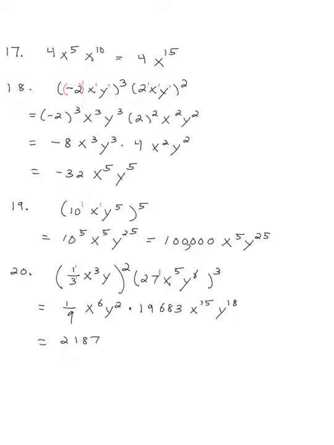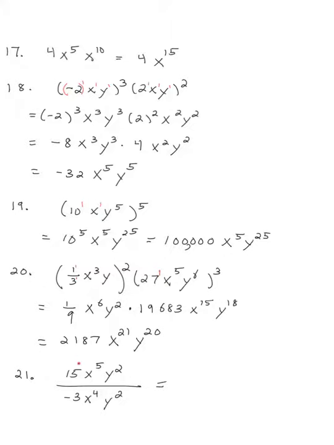We have an x to the 6th and to the 15th. If we add those two exponents, we get to the 21st. And we have y squared and y to the 18th. I add those and I get 20. So for question 21, we have 15x to the 5th y squared, all divided by negative 3x to the 4th y squared.